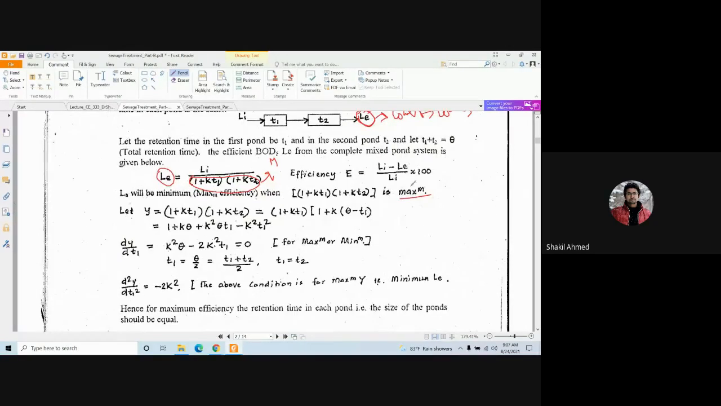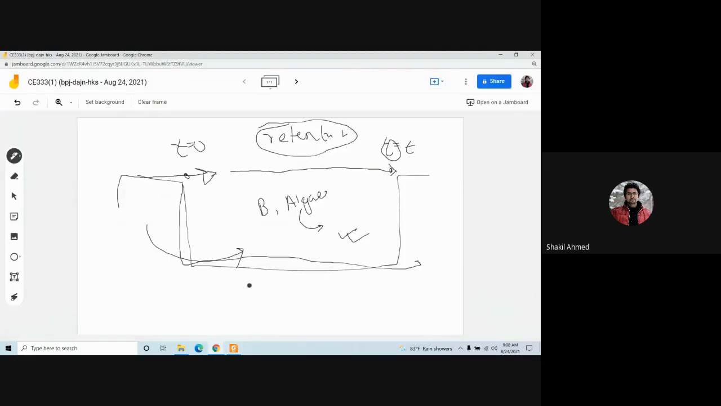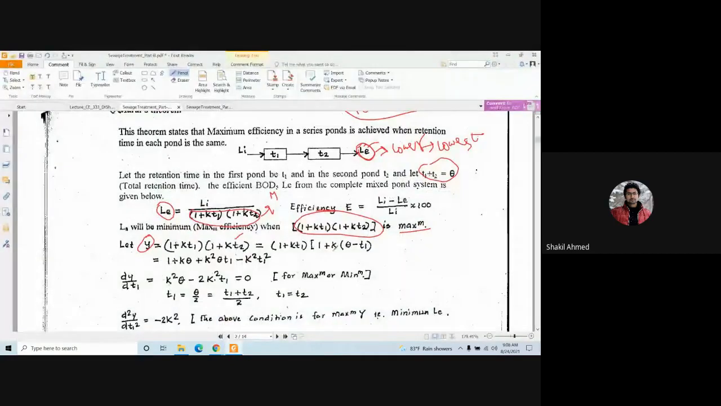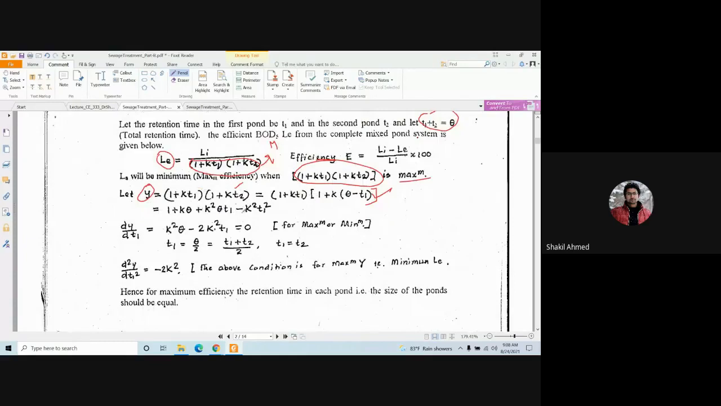So let's say this is Y. Now you know that T1 plus T2 equals theta. So you put T2 equals theta minus T1. There will be a bracket here. Now we just rearrange them.